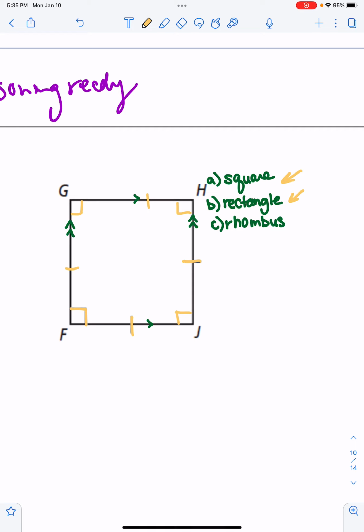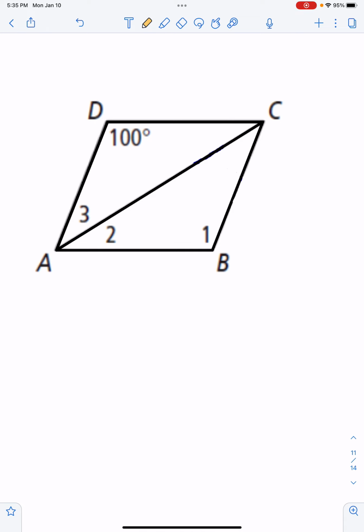It's a rectangle because all 4 angles are right. And it's a rhombus because all 4 sides are the same. So this is the more specific answer, but technically all 3 work. And then this is what most of the homework is like. They want you to take the rules from that list and find the missing pieces.